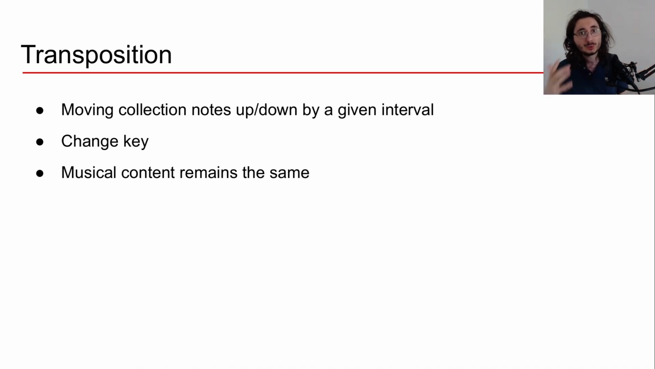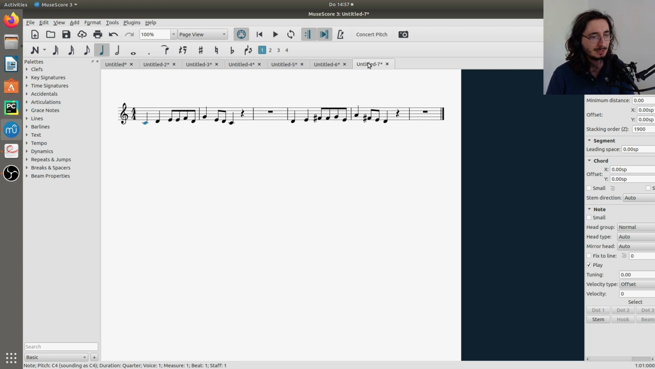And when we do that, we obviously change the key because we change the tonic of the piece itself. So the important thing to understand here is that the musical content tends to remain the same. Obviously, the pitches change, but the relationship between the pitches remains the same. So let me give you an example of what I mean here.